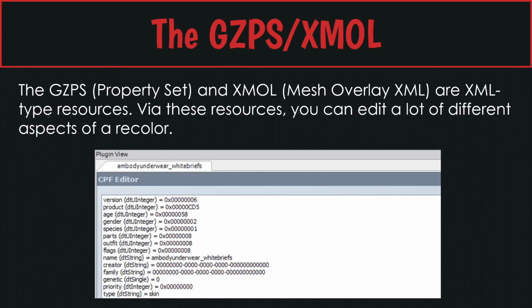catalog. The GZPS or XMOL, this is another XML type resource, so it's basically just editing text. But the XMOL or the GZPS has a lot of cool features. You can edit the age that an outfit can be worn in, the gender that can wear it. You can edit flags. So is it only available to townies? Is it visible in CAS?